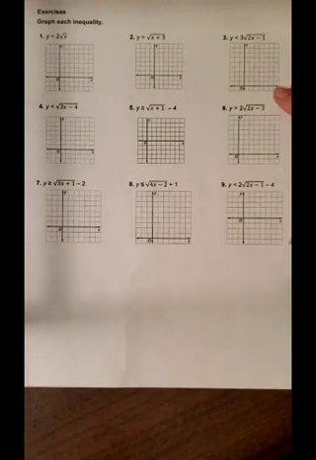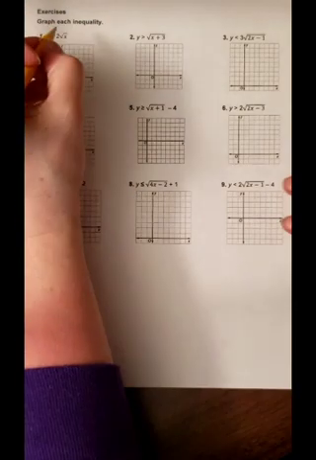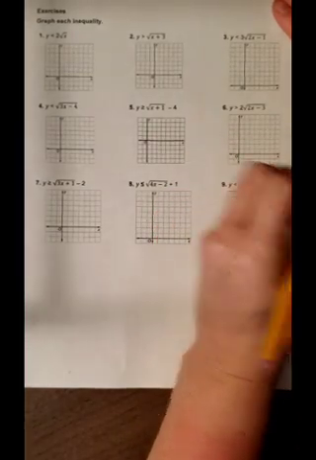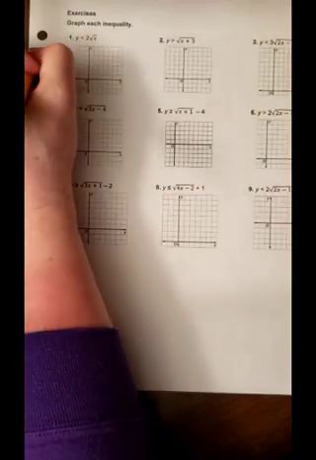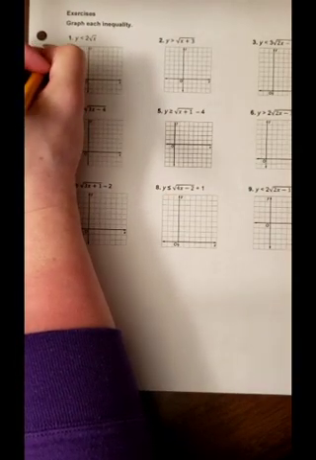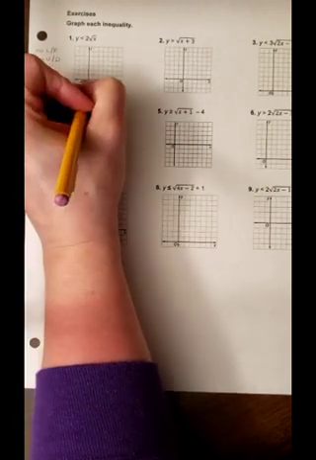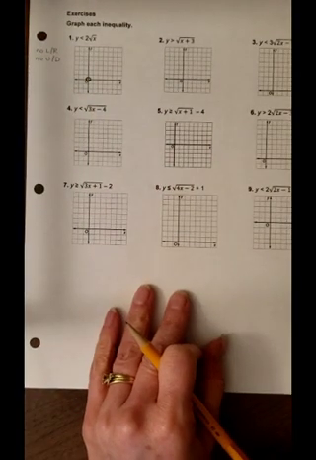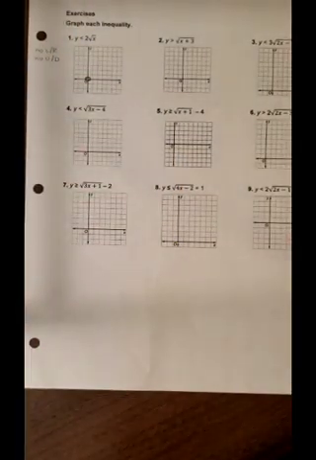Let's pick a couple. Let's do number 1. Y is less than 2 square root of x. So we know nothing is happening left, right, or up or down shifting wise, correct? So we have no horizontal shift and no vertical shift. So our first point is at 0, 0. But notice, I made it an open circle. Why did I make it open? Because I had a less than symbol, not a less than or equal to.